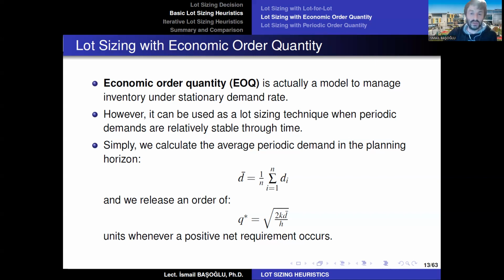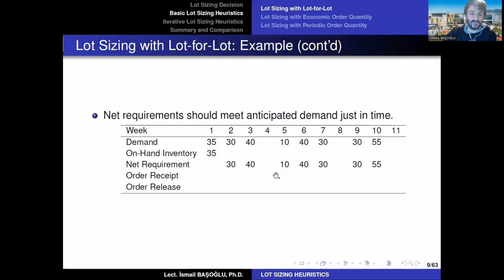Now, remember, in the basic economic order quantity model, the economic order quantity was formulated as the square root of 2 times K times D divided by H, where K was representing the fixed ordering cost, D was representing the demand rate, and H was representing the unit inventory carrying cost. Now here we do not have the demand rate because the demand is changing dynamically from period to period, but we have the original problem as it is mentioned here.